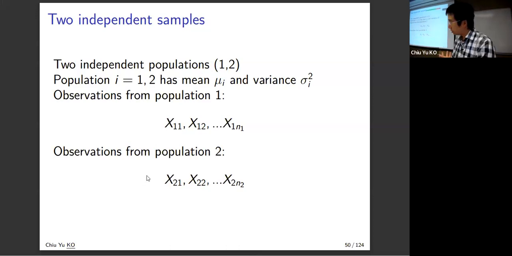But don't worry, it's just a bit of notation. Suppose 1 and 2 are female and male. So this is the first lady, second lady, third lady, up to the n1-th lady. And 2 is male: the first male, second male, third male, last male. That's it, just notation. Nothing deep here.